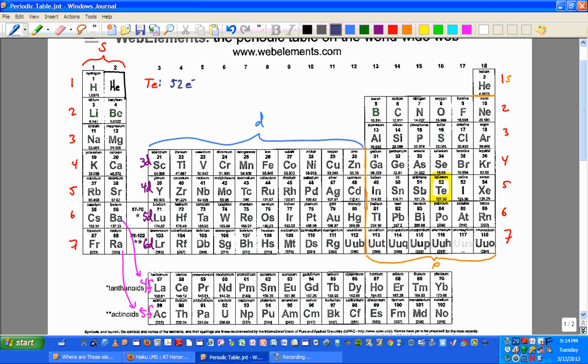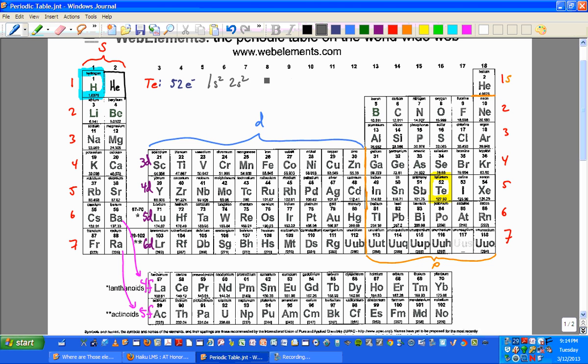Remember, it's kind of like a grid system, my energy levels and my sublevels. How we doing? And as always, we're going to start up at helium. And here we go.